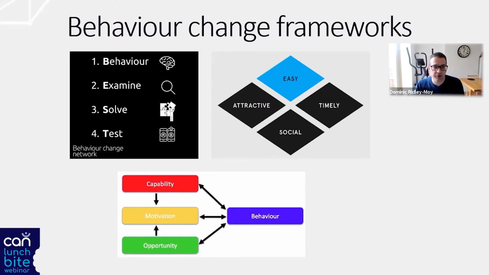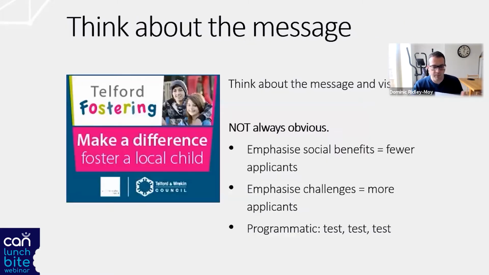But if you haven't come across the EAST model or the COM-B model, they're really useful models developed by the Behavioural Insights team in UCL to think about how you can, I suppose, look at what is essentially on the surface unpredictable human behaviour and bring predictability to it. So it's really useful for that kind of thing. So just going to say a little bit about messaging.